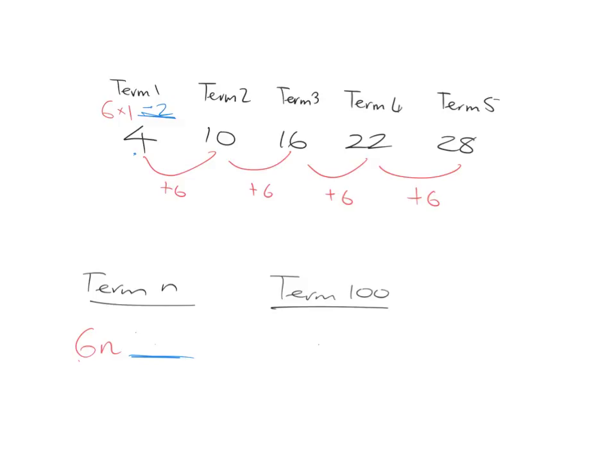Let's just check, because it's got to work for every term. This would be 6 times 2, it's 12, and if we subtract 2, do we get 10? Yes. And we could carry on checking. This one would be 6 times 3 is 18, minus 2 does give me 16. So this minus 2 we now can be pretty sure is what needs to go on for term n. So 6n minus 2. And then to get term 100 is easy. It'll be 6 times 100 subtract 2, which is 600 subtract 2, which is 598.